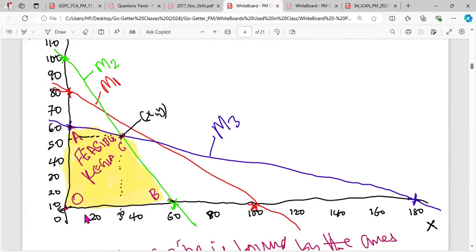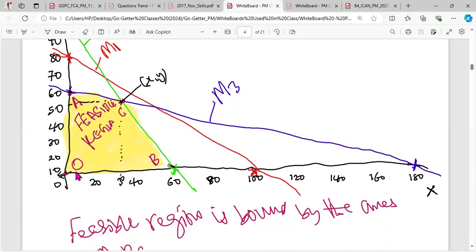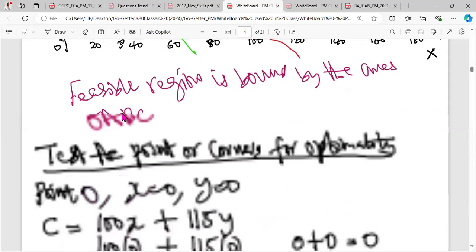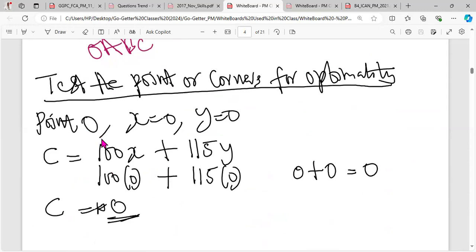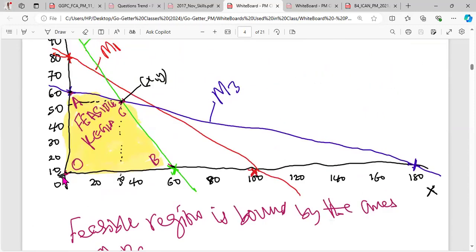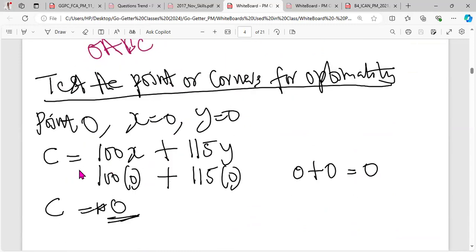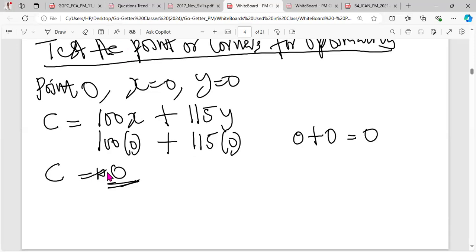We now found the feasible region. The feasible region is the area under this, from the origin down to this area that is bounded by the origin. Then we tested each of these points, 0, A, B, and C, for optimality. How did we test? We look at point 0, where X is 0 and Y is 0. We slot it into the contribution function to see how much it is going to contribute if we are to produce nothing. Our contribution was 0.